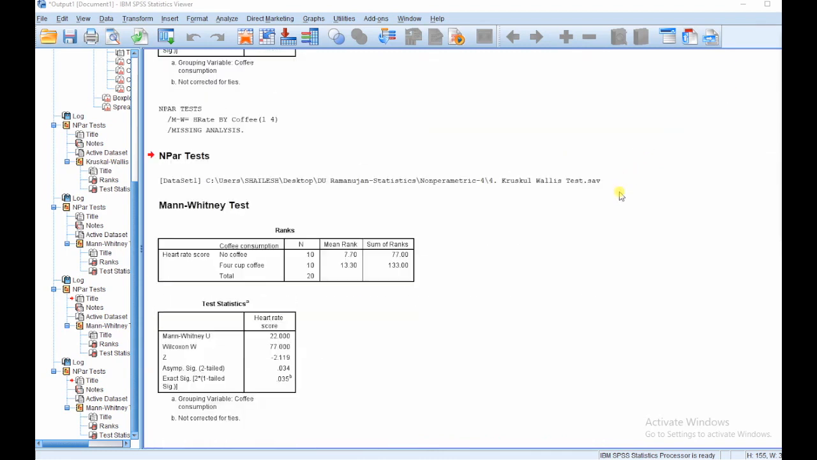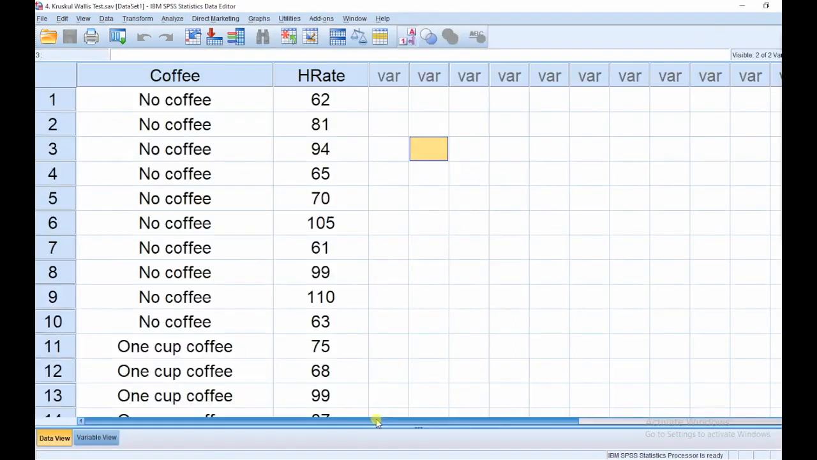Okay, now we compare no cup coffee with 4 cup coffee. So this is the final result. Here we are comparing no cup coffee with 4 cup coffee, and what is the p value? The p value is 0.034, less than 0.05. So this is significant. It means if we take more coffee, then heart rate significantly increases.